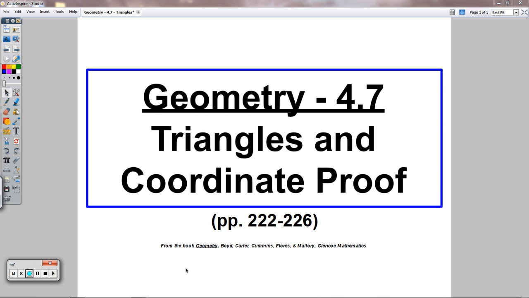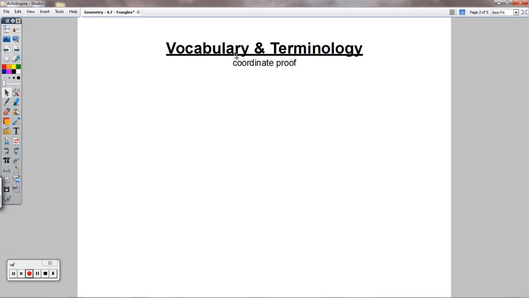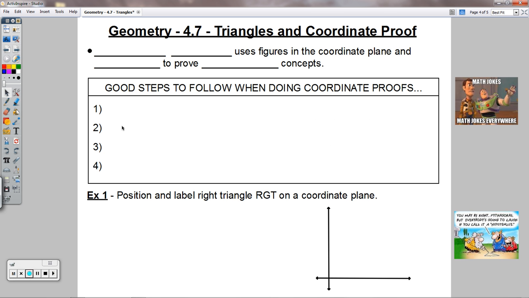Hello, students of geometry. Welcome to 4.7 Triangles and Coordinate Proof. You can find it on these pages in your book. The only new term here is coordinate proof. What does that look like? Let's jump right into it.